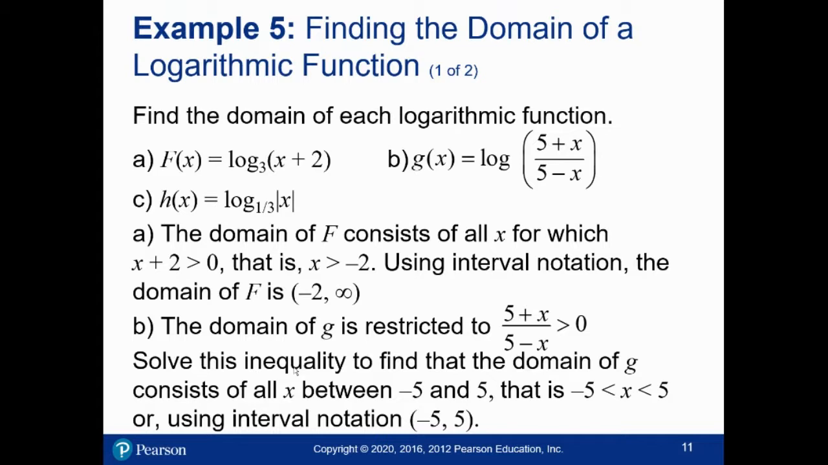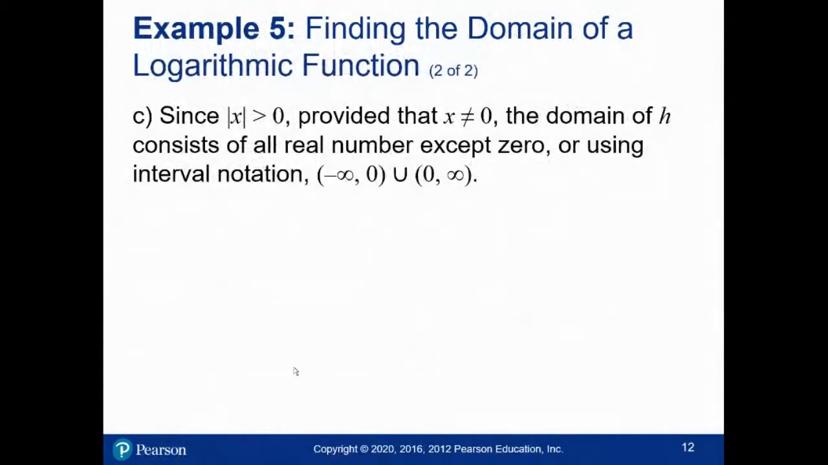Can you solve this rational inequality? We presume you can do it at this point. So we presume you can get the answer is everything in between 5 and -5. Part C, the input is absolute value x. Where is that positive? Everywhere except 0. Remember, the domain for a log function does not include 0. It has to be a positive number.